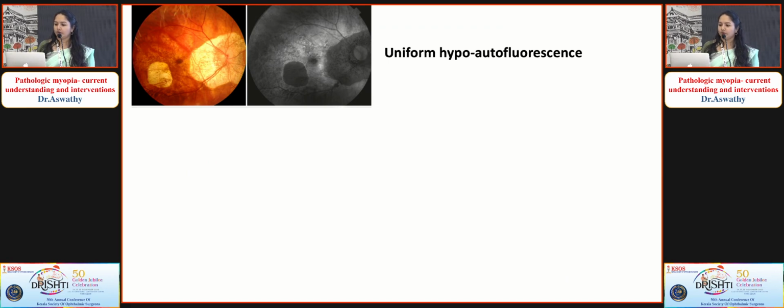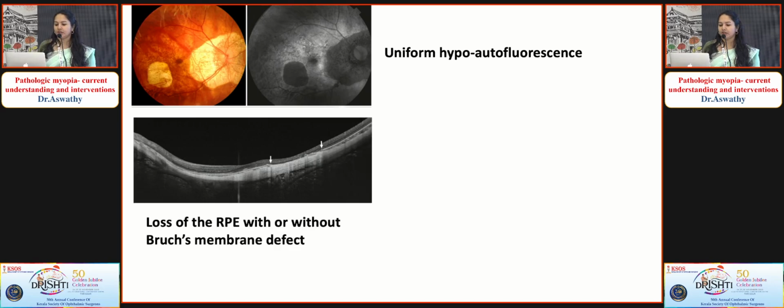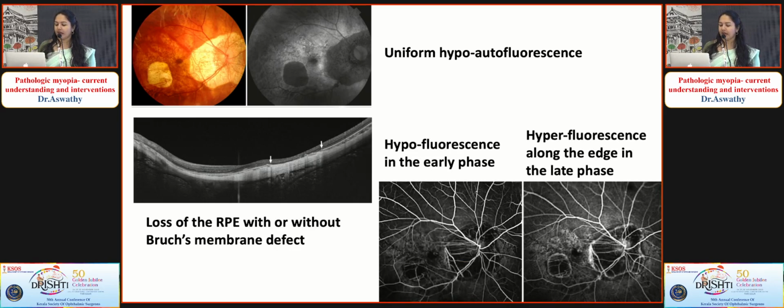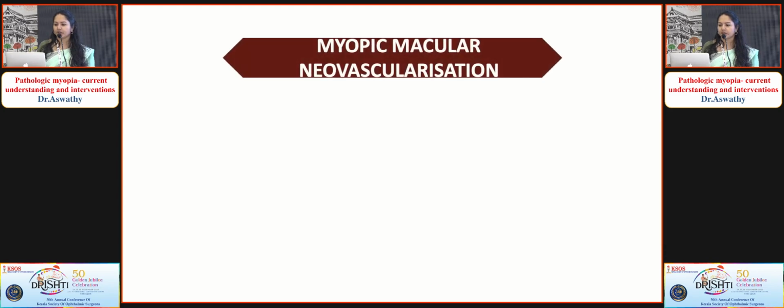When you do autofluorescence, you get a uniform hypoautofluorescence at the region. Loss of RPE with or without Bruch's membrane defect will be seen in an OCT, and in an FFA there will be hypofluorescence in the early phase with hyperfluorescence along the edge in the late phases.